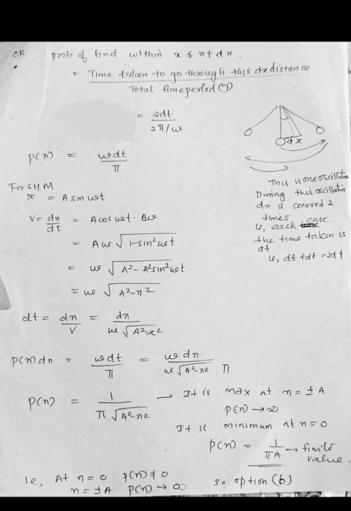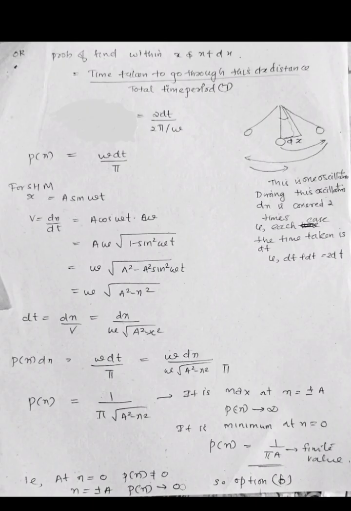That is, at x is equal to plus or minus a, this probability tends to infinity, and at x is equal to 0 it is minimum. That is, the value of probability at x is equal to 0 is 1 by pi a. At x is equal to 0, probability is not equal to 0, and at x is equal to plus or minus a, that is at x is equal to plus or minus theta 0, the probability tends to infinity. So we need to select a graph that satisfies these two conditions.